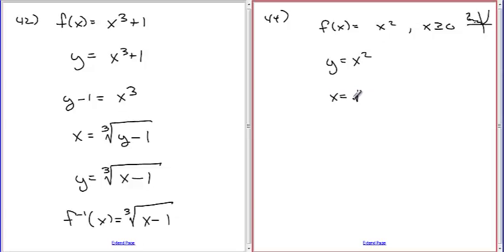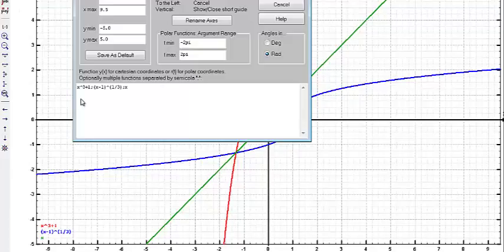Okay, so set f of x equal to y, solve for x as a function of y, so you get x equals plus or minus the square root of y, but we're just going to use the positive square root because that's the part we're interested in. And then you switch it, so you say y equals positive the square root of x, and then you say the inverse function is just equal to the square root of x, and x has to be greater than or equal to 0. So now we'll plot those two functions.